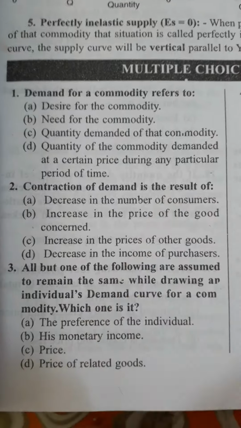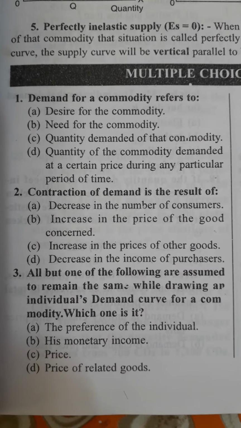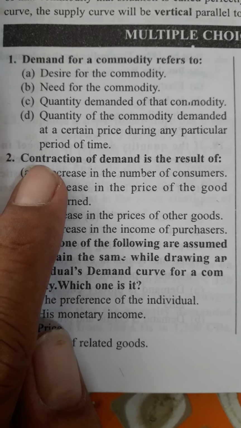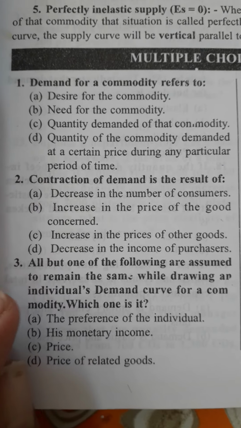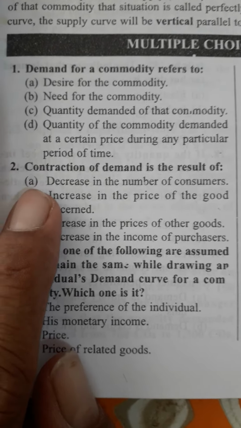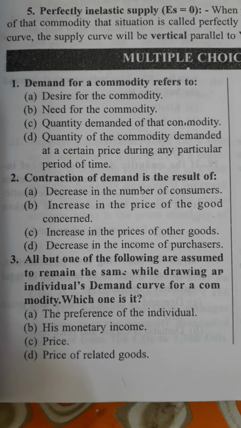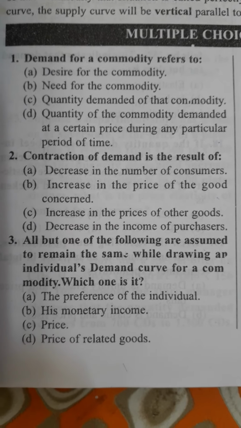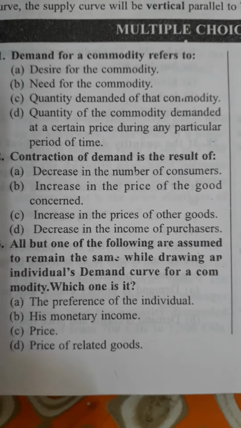Contraction of demand is the result of. We know that it is because of the change in price of the commodity alone. That is, contraction means there is a rise in price of the commodity, so there is contraction in demand. That is the answer. And let us see what options are given. Option A is decrease in the number of consumers. That is a cause other than the change in price, so we cannot choose that. In this case, the demand curve will shift towards the left.